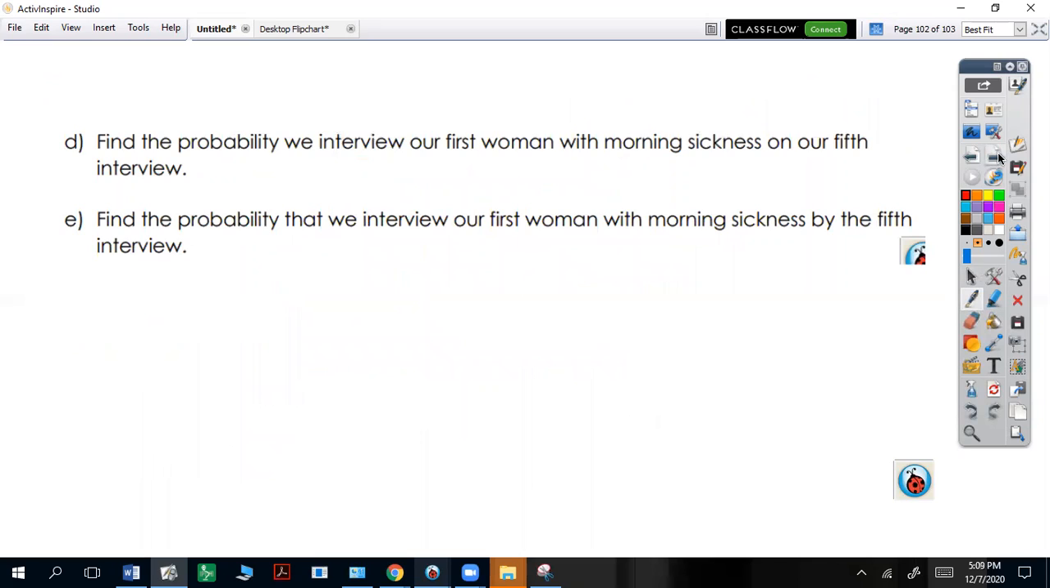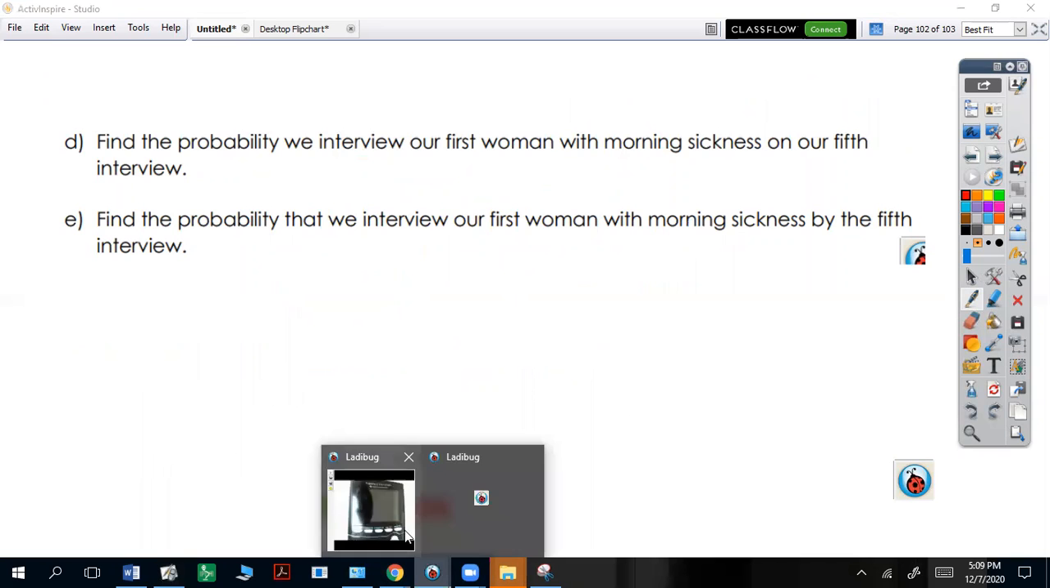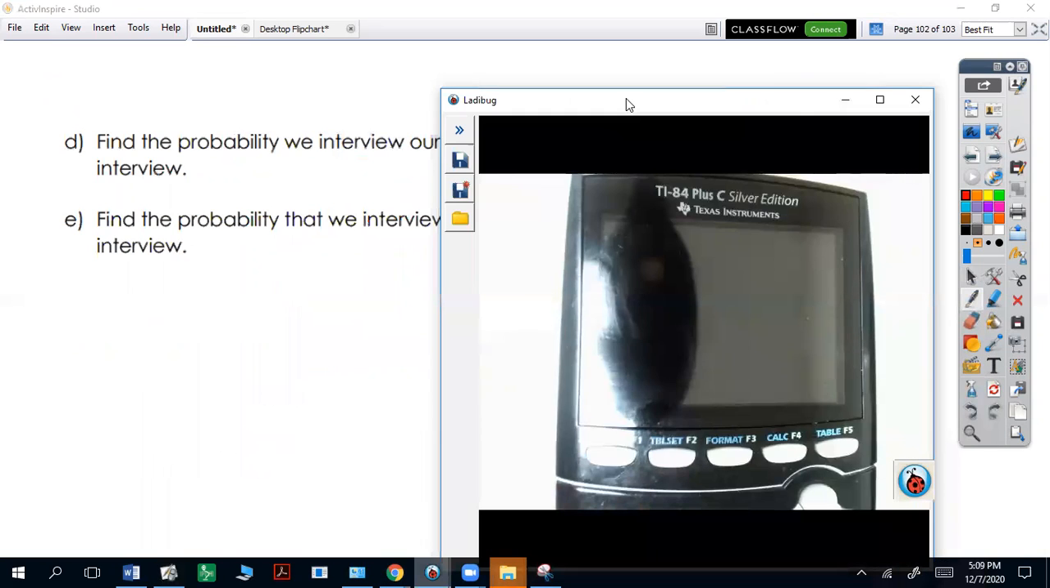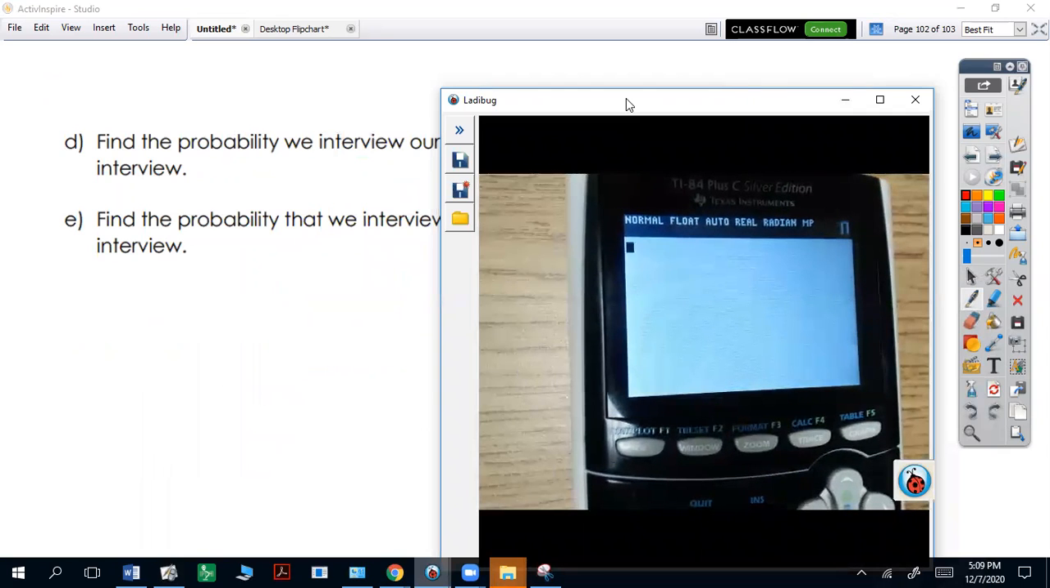For the next two, find the probability we interview our first woman with morning sickness on our 5th interview. So there's a couple ways to do it. Geometric distribution, second vars, geometric PDF, we want to know an exact number. So 0.7, 5th interview. Then you get about 0.00567. That interpretation is 0.3 to the 4th power times 0.7 to the 1st power. So that's what that is.